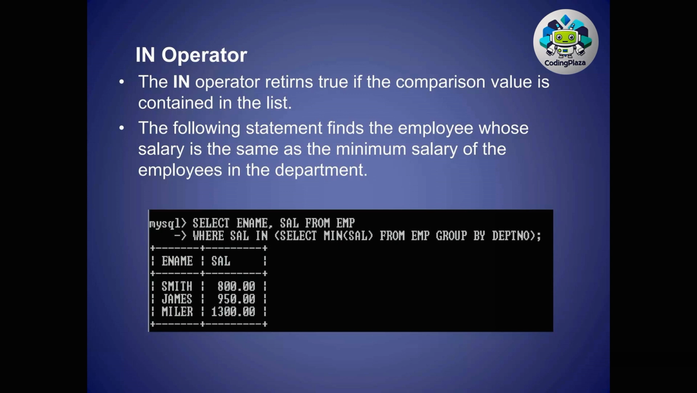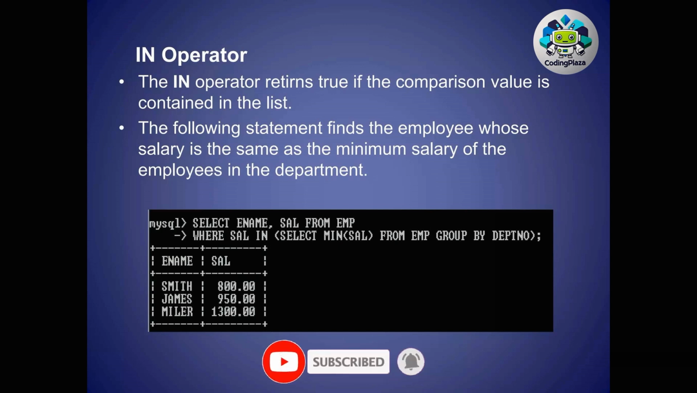The IN operator returns true if the comparison value is contained in the list. The following statement finds the employees whose salary is the same as the minimum salary of the employees in the department. So what does minimum salary mean? It means the employees whose salary is the lowest. That is the requirement here.